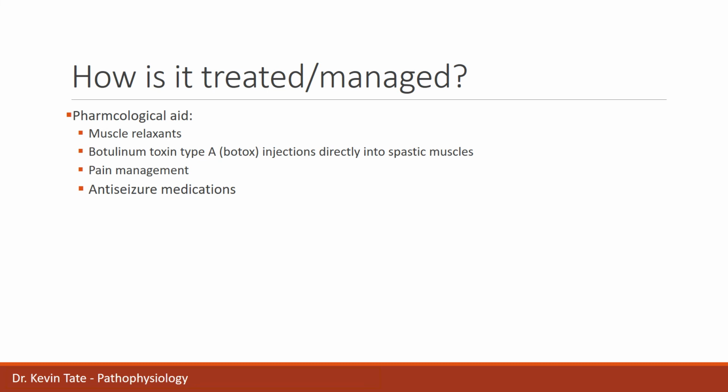First and foremost, we could use pharmacology. We would use muscle relaxants for the spastic muscles, or the muscles that are contracting, to dampen the innervation that they're getting. On the same note, we could use Botox injections into spastic muscles. Botox paralyzes things, and eventually the Botox wears off and you have to get another injection, but this can be a temporary relief. Pain management, so analgesics to help with any kind of pain, and anti-seizure medications to prevent seizures.